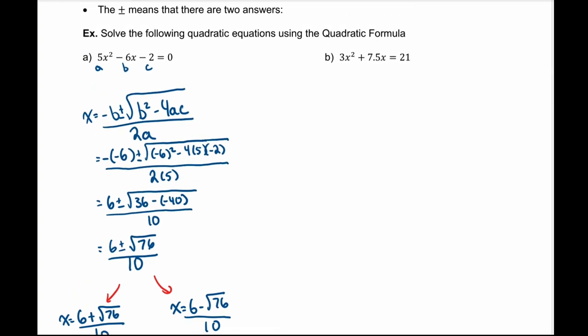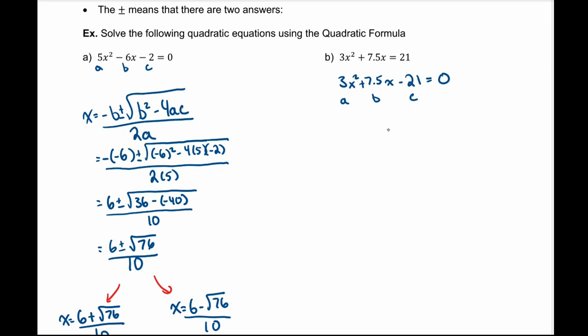For b, b is similar, except it's not in standard form yet, so I can't pick out my a, b, and c value. I need to move everything to one side first, so it's set equal to 0. So in this case, I'm going to move the 21 over to the other side. I'm going to get 3x squared plus 7.5x minus 21 equals 0. So if you decided to label originally a, b, and c, that's fine, but keep in mind that 21 has to move over, so when it moves over, it becomes negative 21. So just keep that in mind when you're trying to solve these questions.